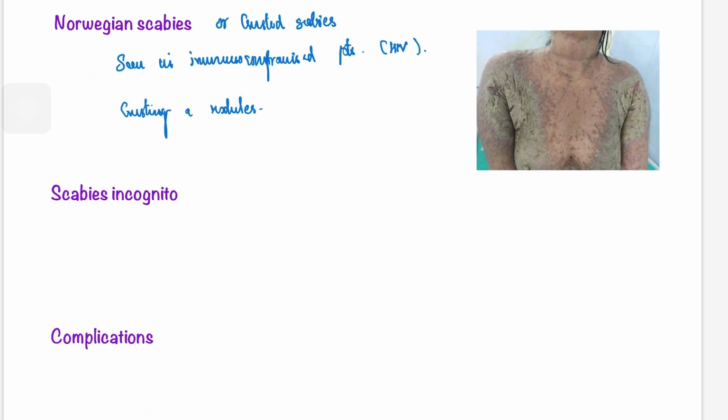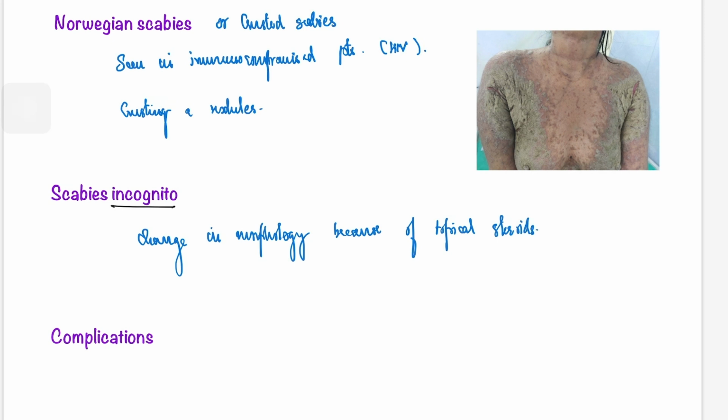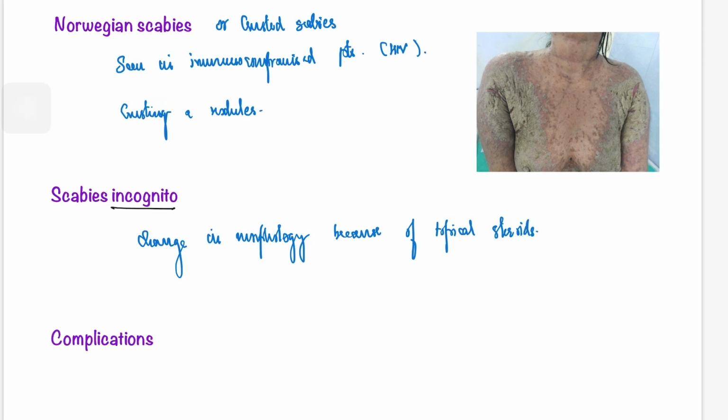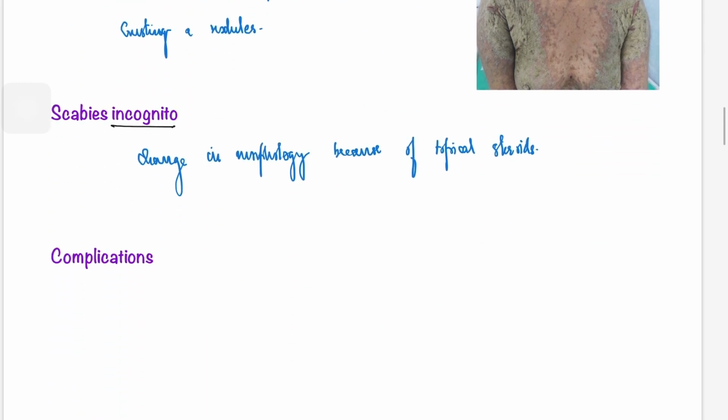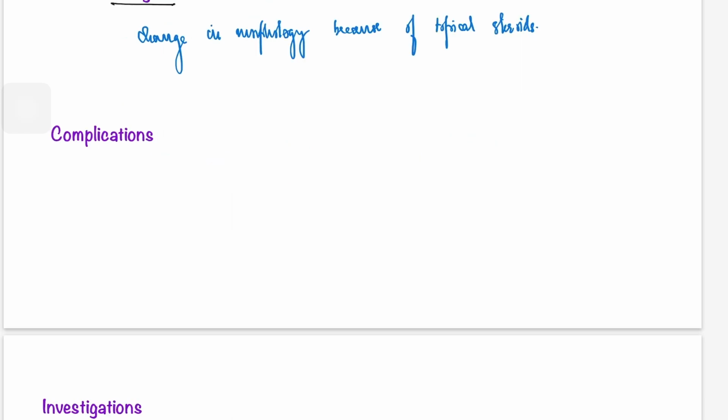And another variant of scabies is scabies incognito, which is because of a change in morphology because of topical steroids. So scabies is not properly diagnosed, and the patient is thought to have only impetiginization or eczematization. Mostly practitioners would give steroids, and these steroids could change the morphology and lead to scabies incognito.